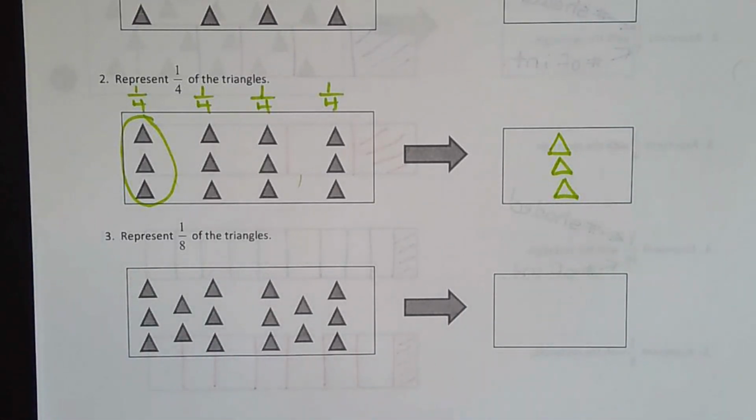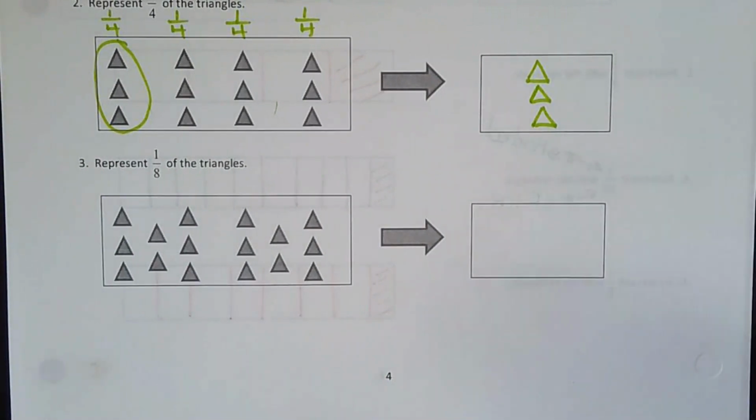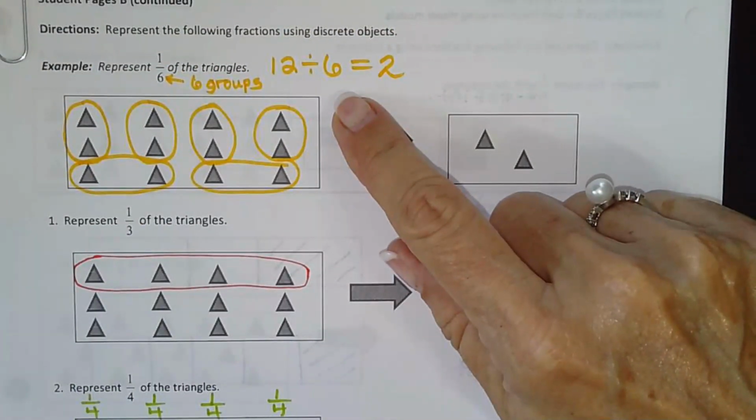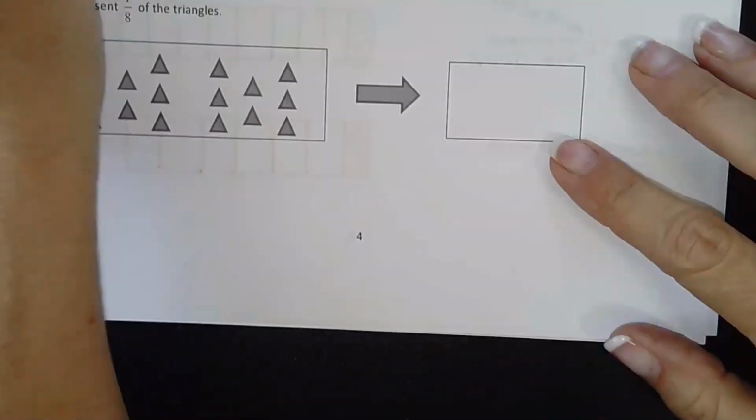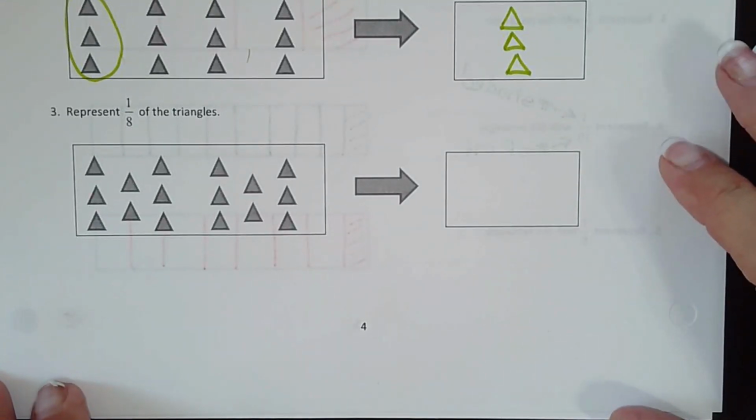Okay, I'll let you guys try the next one. So go ahead and do 1/8. And if you can't figure out how many are in each, count them and divide like we did up here. And then turn the video back on when you're done and we can check your work.